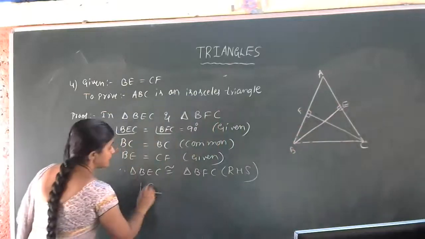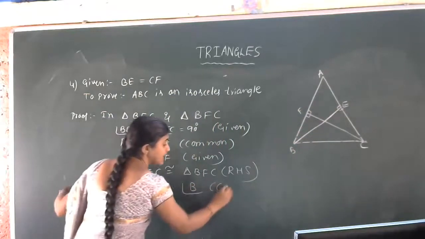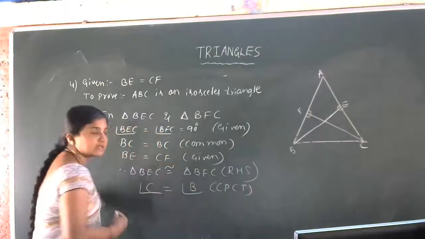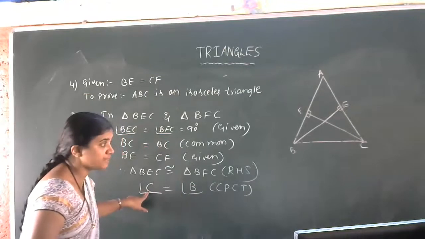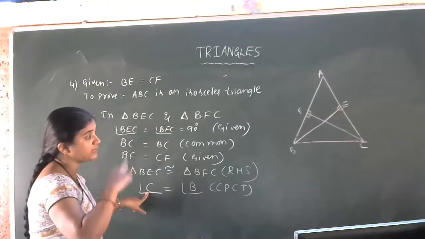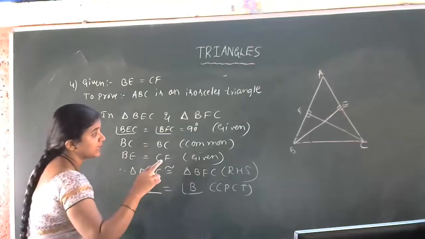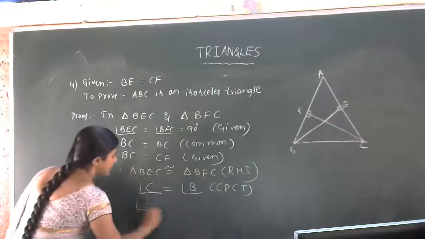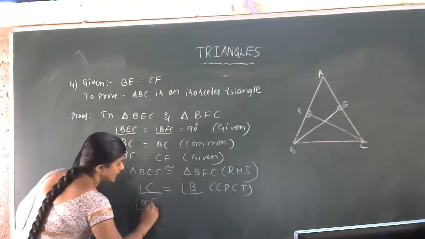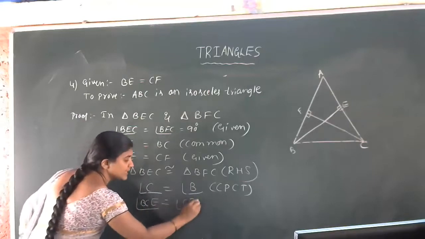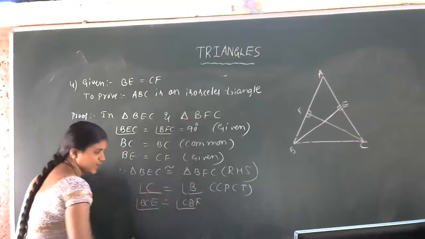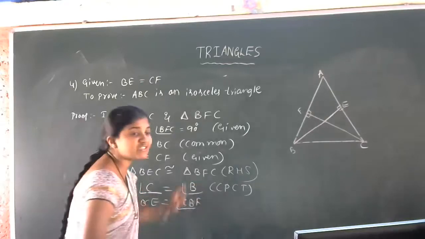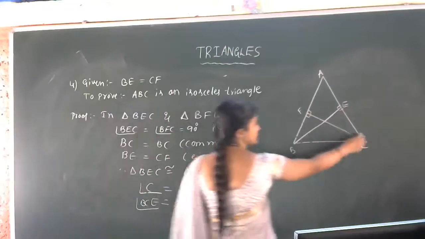Angle C is equal to angle B, by CPCT. Is that clear? Angle C is equal to angle B, or with the complete name, angle BCE is equal to angle CBF. So angle C is equal to angle B.